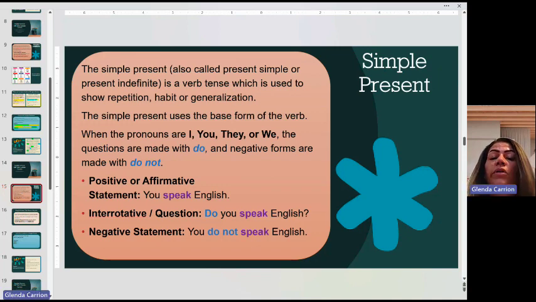Now, another important thing is that there are two ways to use simple present. One way is used with the pronouns I, you, they, and we. And a different way is for the third person singular, she, he, and it.